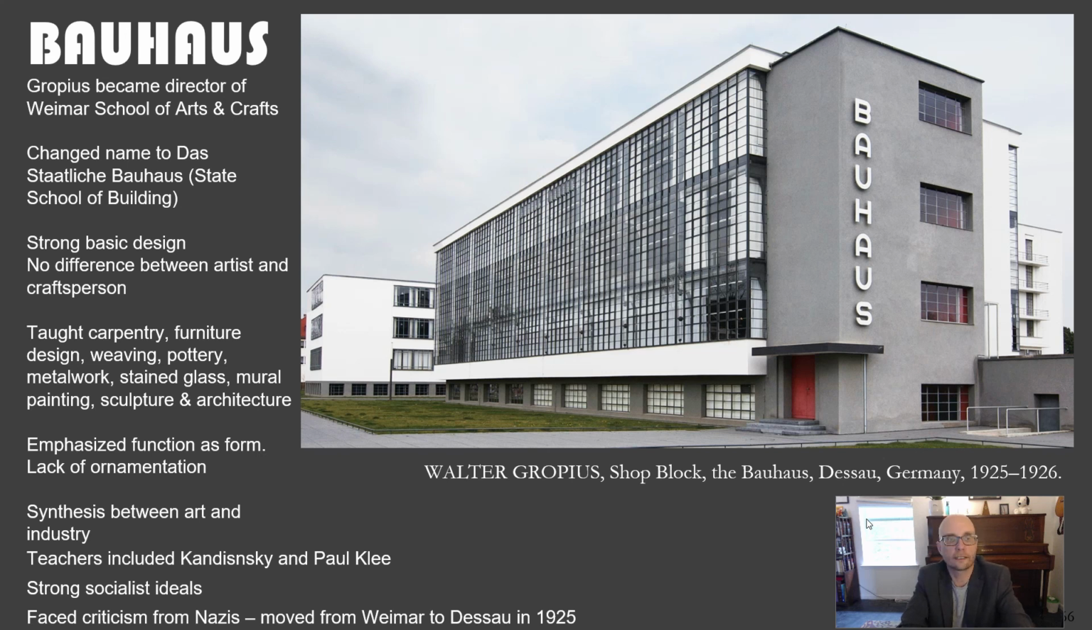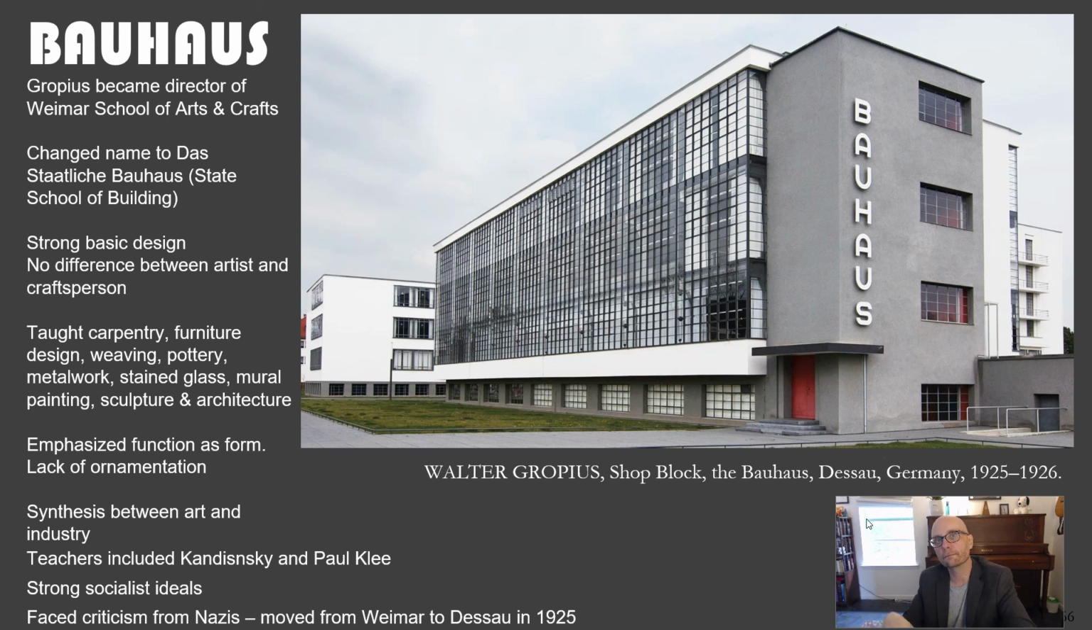Also, they emphasized function as form. So buildings should not have ornamentation, but they should embrace the materials that they're made with. They should be true to the materials that they're made with. And what is true about the materials? Well, they're all produced in a factory, and they're made by machines. So buildings should look like they're made in a factory and built by machines. So should furniture and carpet.